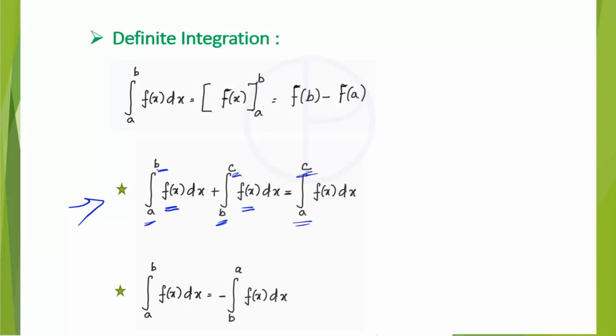So the next one is this one, integral a to b f of x dx. You can change the order of the limits by putting a negative sign. Here the lower limit is a, upper limit is b, and here we are interchanging the position of the lower and the upper limit. So we get negative integral b to a f of x dx.